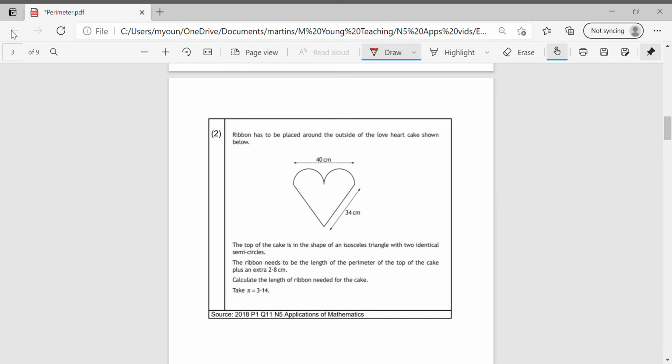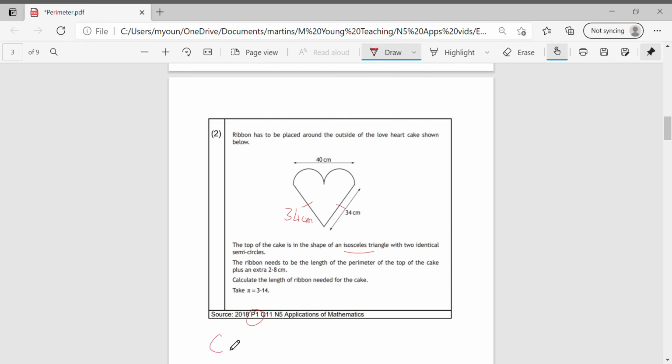Take pi as 3.14, and it's telling us that because it's a paper one, so it's non-calc. So straight away I can fill in one of the values. If this is 34 over here, this must also be 34 because we're told it's an isosceles triangle, so this is also 34 centimeters. Alright, and what I've got is 2 half circles. If I've got 2 half circles, well, that's just the same as 1 whole circle, isn't it? So much easier to do that than having to work it out for one, then work it out for half a circle and then double it. Might as well just work it out for 1 full circle.